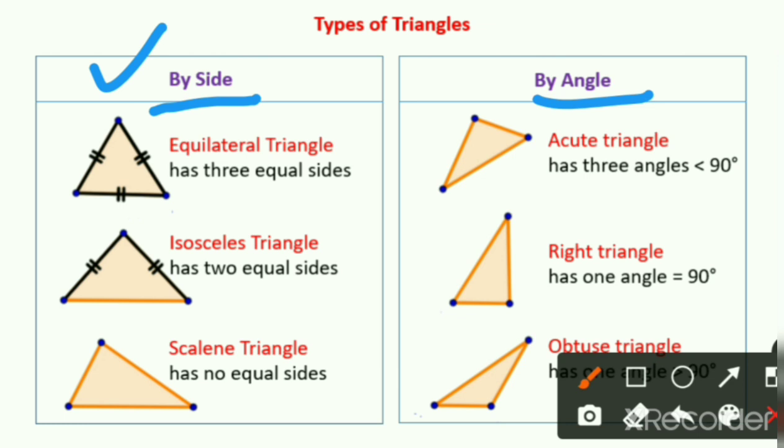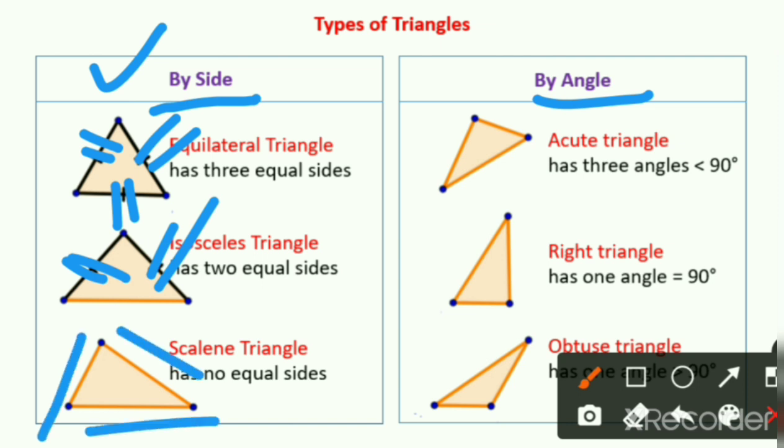You can see the figures given there for all the three. Equilateral triangle is denoted by these marks. This is one side, and this is one side. All three sides are equal. Here isosceles triangle, two sides are equal. Scalene triangle, all three sides are different.